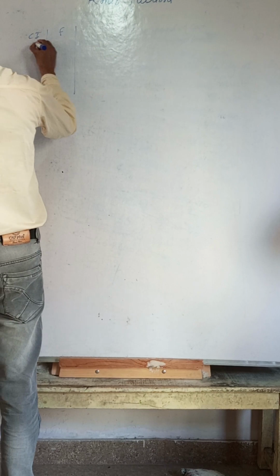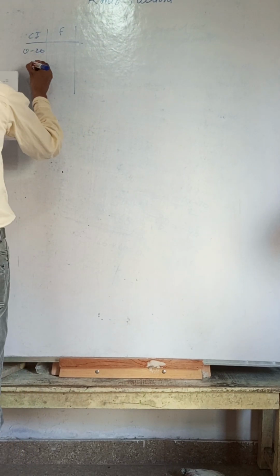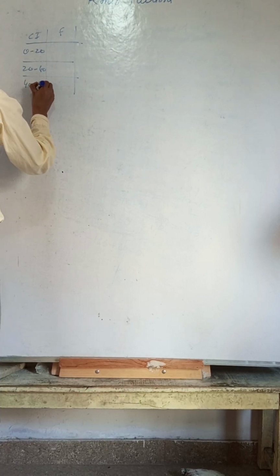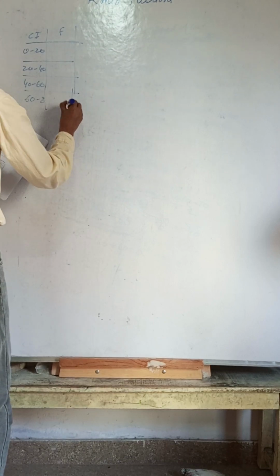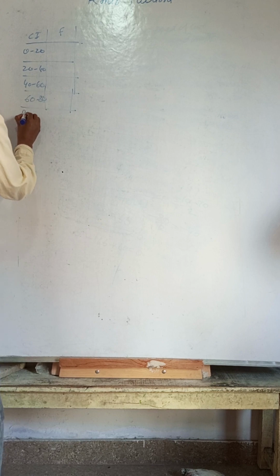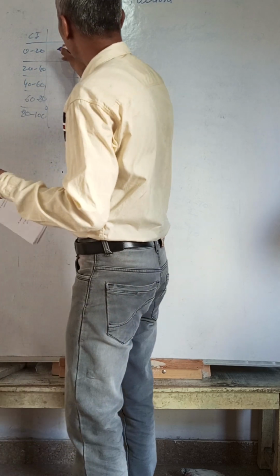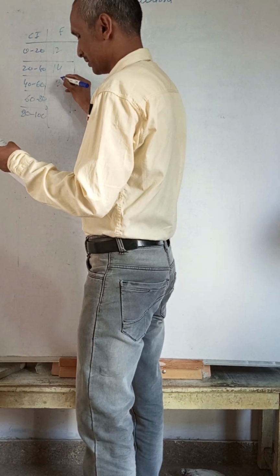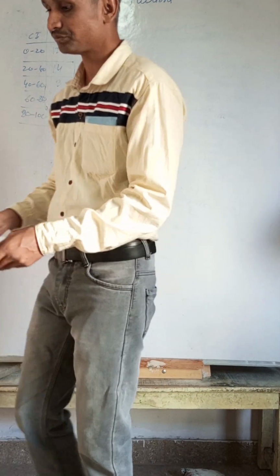CI is given here and F is given. CI is given: 0 to 20, 20 to 40, 40 to 60, 60 to 80 and 80 to 100. It is given like that, and F is given as 12, 14, 8, 6 and 10. This is F given in that.